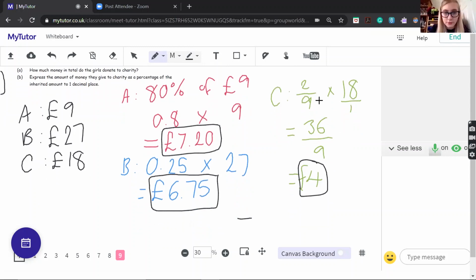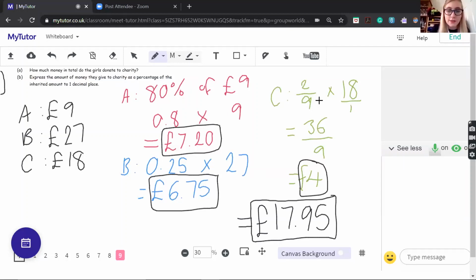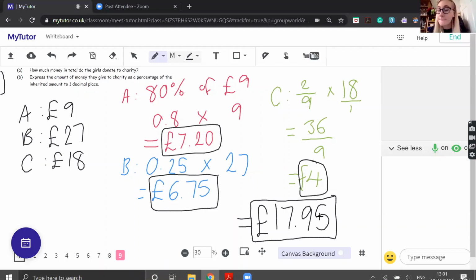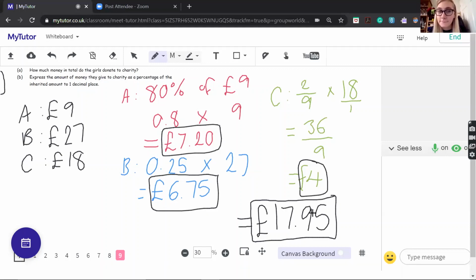And we can add these all together, which I'm going to use my calculator for. £7.20 plus £6.75 plus 4 is £17.95. So really well done if you got that. That's used everything that we've learnt today, really. Some conversions, some percentages, decimals, and fractions. Great. Awesome. I think that might be a good place to start to wrap up, seeing as that's covered everything that we learnt today.